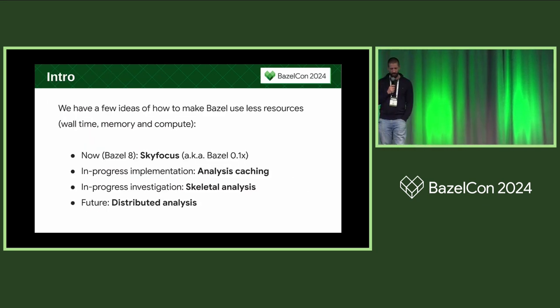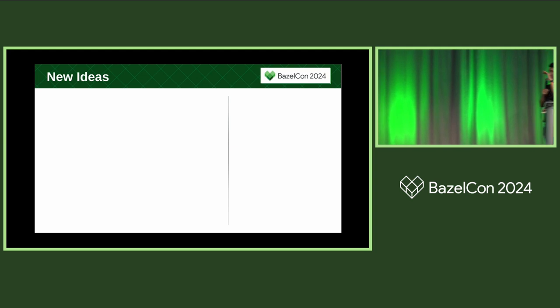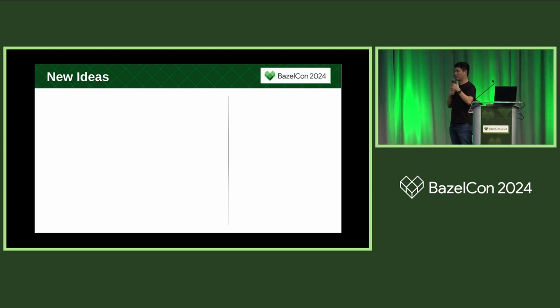Now let's go through the ideas that we are going to present. So last year we announced Bazel 0.1x. Now we call this SkyFocus. The current status is it's implemented and you may even try it out in Bazel. In progress, we have analysis caching implementation. Jin and Shahan are working on this. We have in progress investigation on skeletal analysis, which you is working on. And in the future, the holy grail of everything is distributed analysis. I'll quickly talk a little bit about the wins of each of the ideas, and go into that in depth individually later.